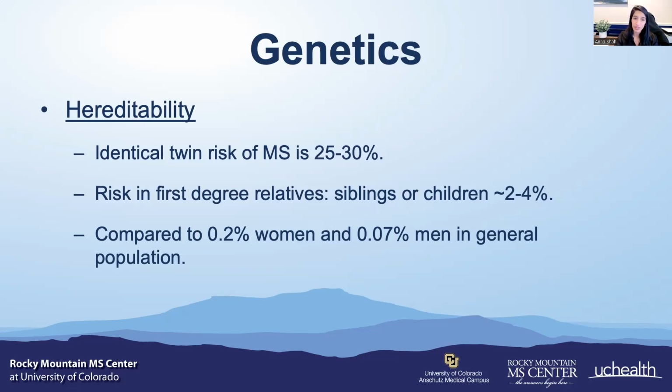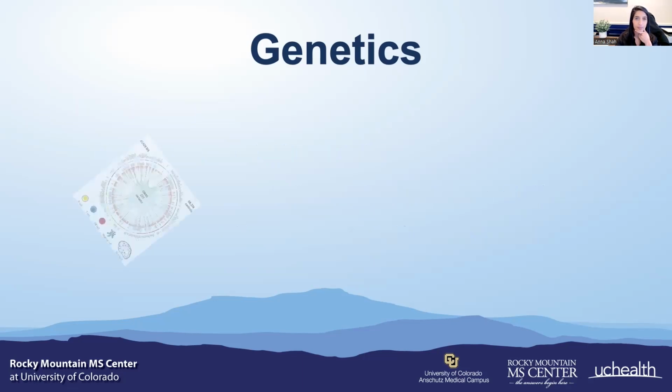I typically counsel most of my patients, if a parent has MS, the risk of first-degree relatives acquiring MS is somewhere between 2 to 4%, with female first-degree relatives being at a slightly higher risk than male first-degree relatives.